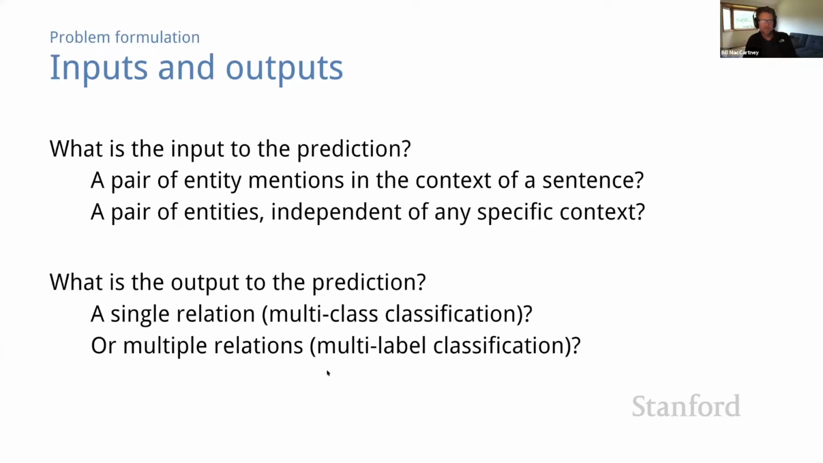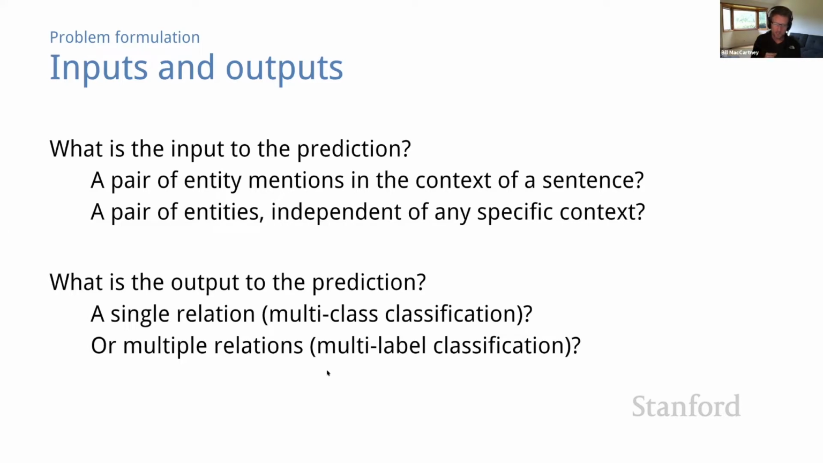So first, what is the input to our prediction problem? In the supervised learning paradigm, the input is a pair of entity mentions in the context of a specific sentence. We're trying to label a sentence, just like we do in part-of-speech tagging or sentiment analysis. But in the distant supervision paradigm, we'll do things differently. The input will be a pair of entities, full stop, independent of any specific context. We're trying to determine the relation between this entity and that, and that's it.